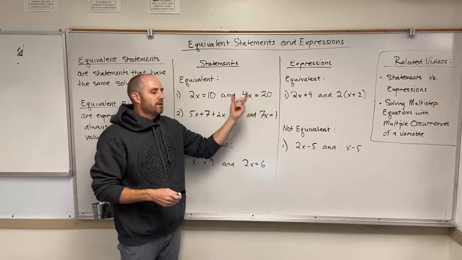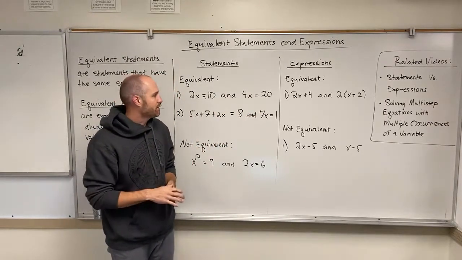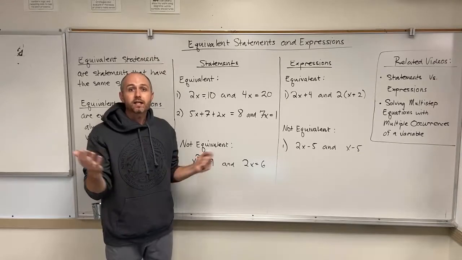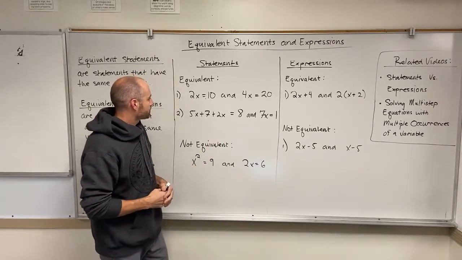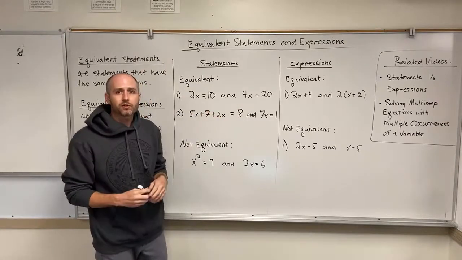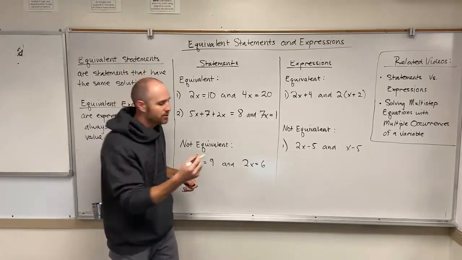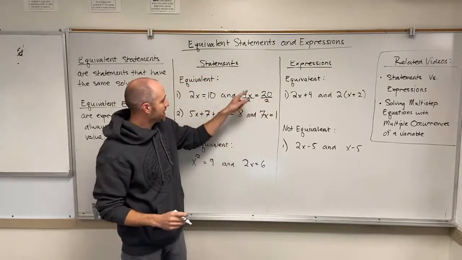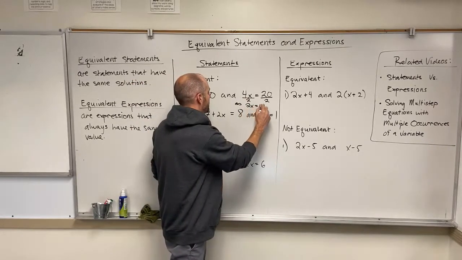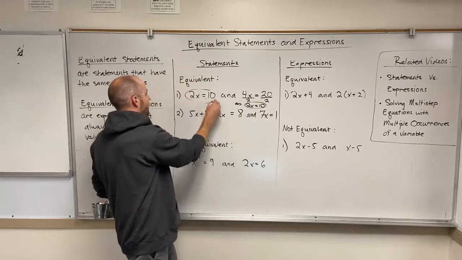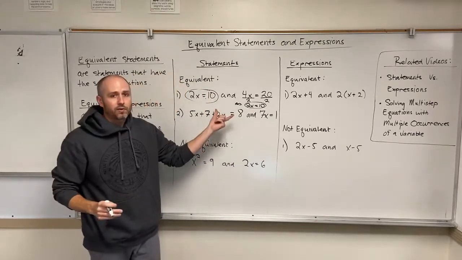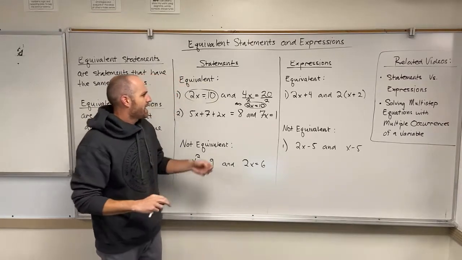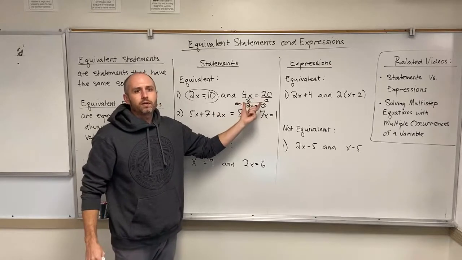And 5 is the only number in the entire universe of numbers that makes this statement true and also this statement true. Now, we know that they're equivalent, but we can actually use a property of equality to make them identical. So for example, if we use the division property of equality and divide both sides of this statement by 2, we will get an equivalent statement to this one, which says that 2x equals 10. And now you can see that this one and this one are identical now, but they were equivalent all along because they are identical. Okay?